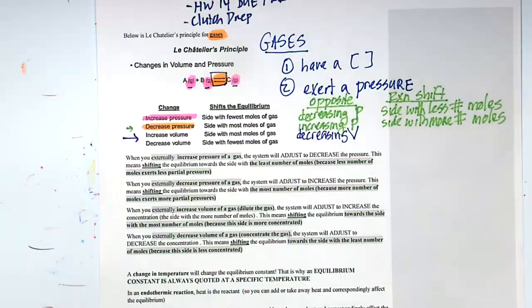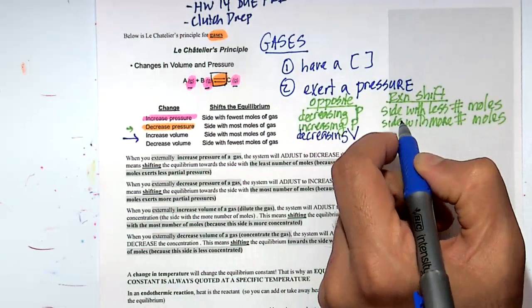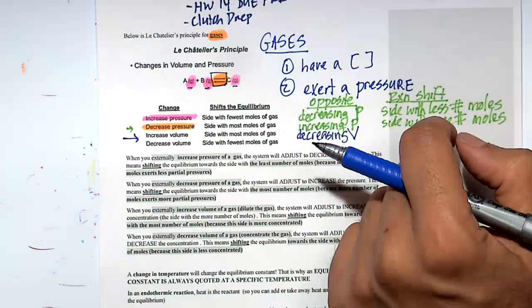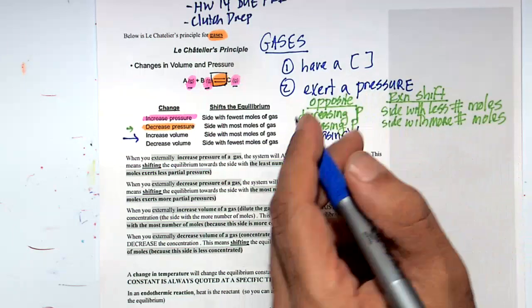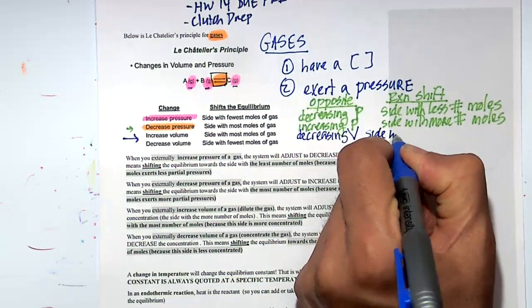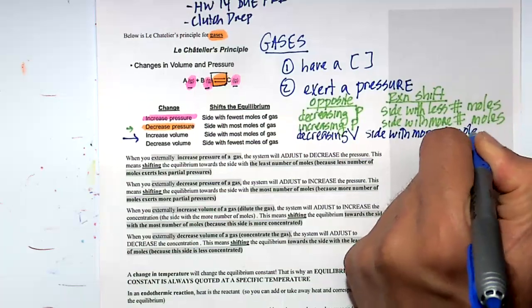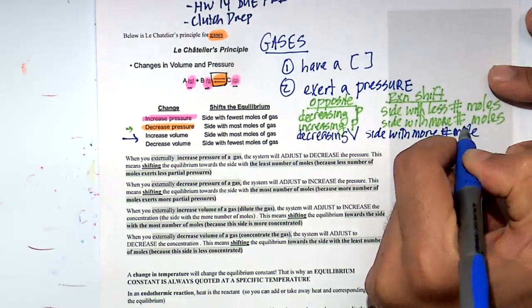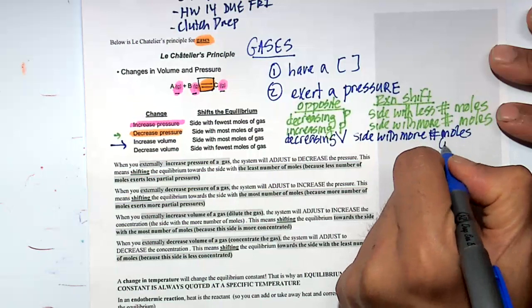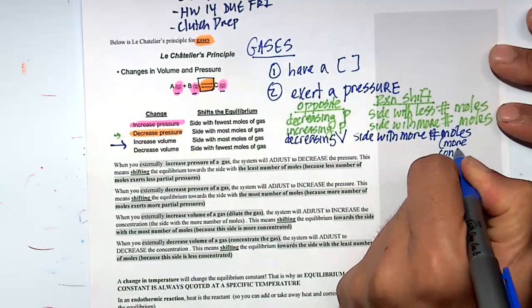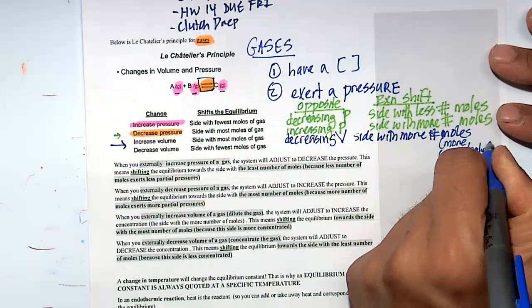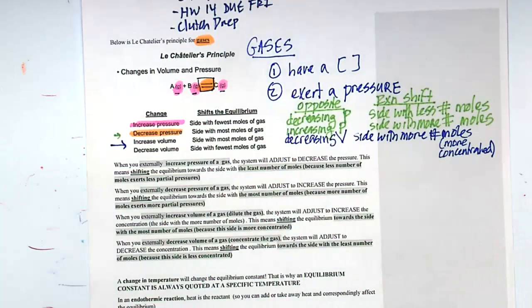So which side has decreased volume? More moles or less moles? More moles. So it will shift to the side with the more number of moles, more concentrated. Say more concentrated. Does that make sense, Robert and everybody?